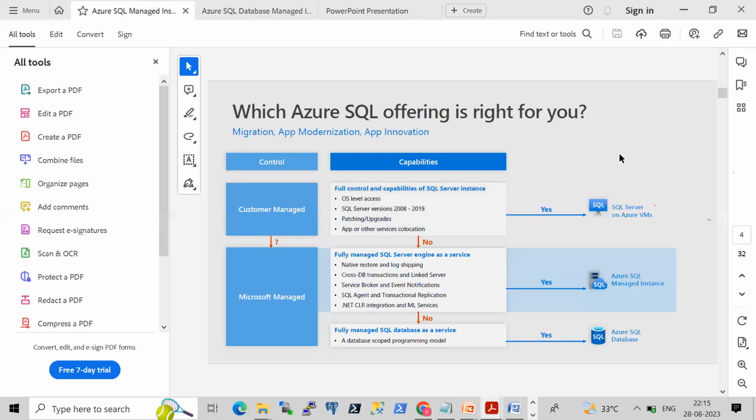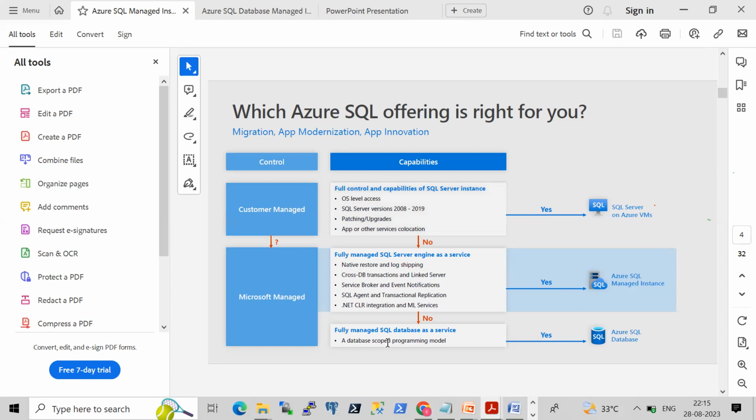Another biggest setback with Azure SQL databases, which is called database as a service, is that if I want to refer to another database from one database, that is not possible. That is a big bottleneck, because most applications, when they develop the databases, have dependencies between the databases.